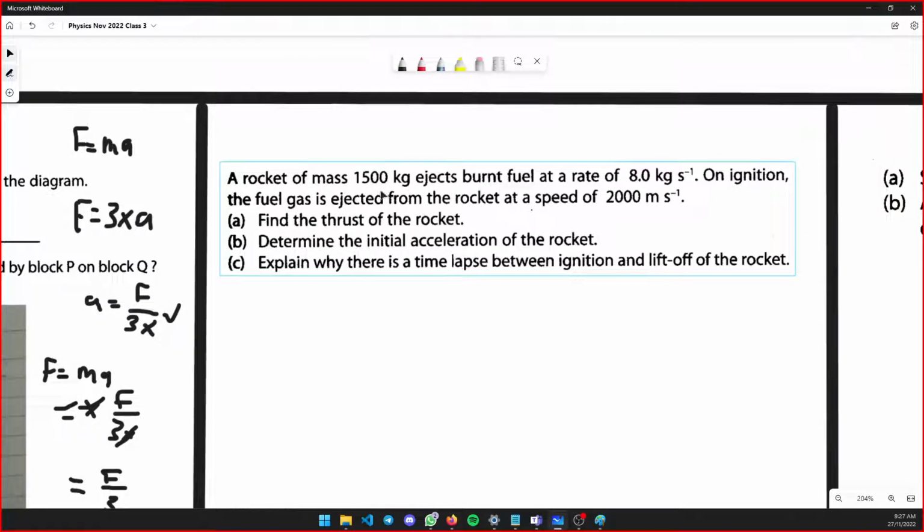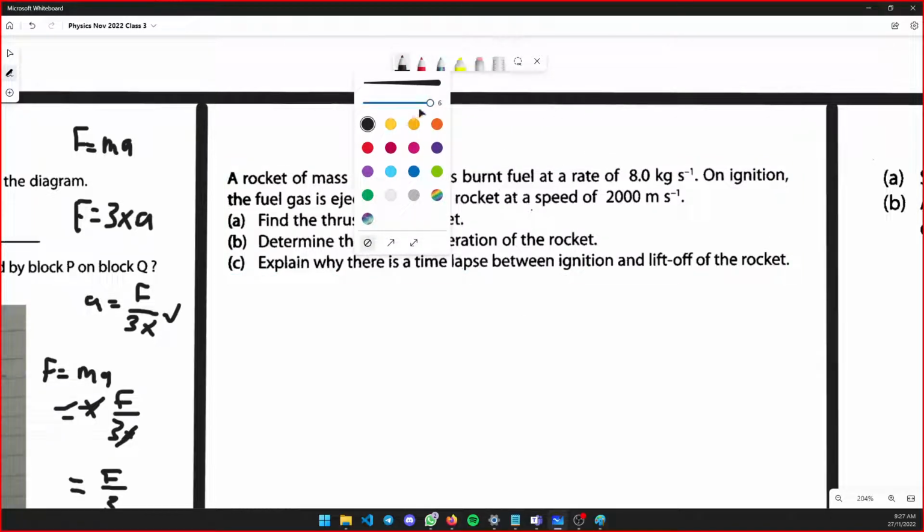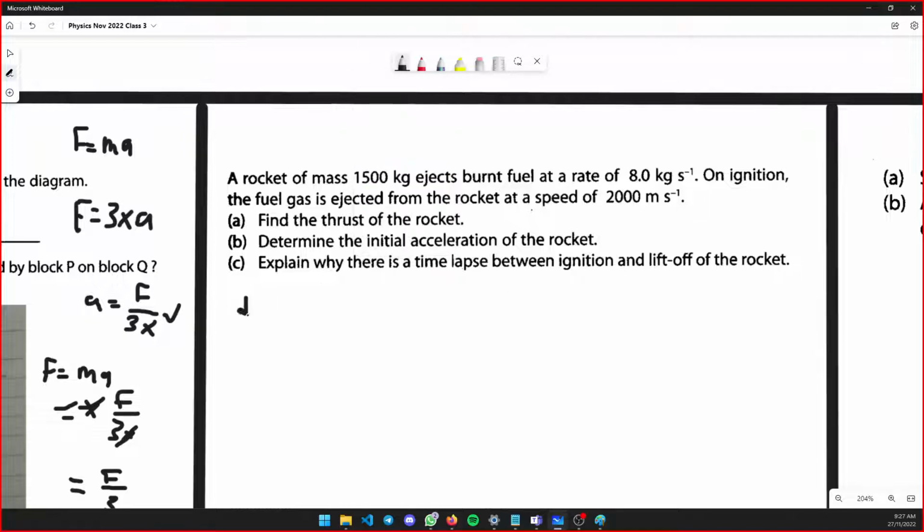A rocket of mass 1,500 kilograms. Very large rocket, very massive rocket. Injects burnt fuel at a rate of 8 per second. What is this value? This is a dm over dt value, and it's negative as well because the mass is decreasing. It's ejecting, and ejecting means it's decreasing. So dm over dt is 8.